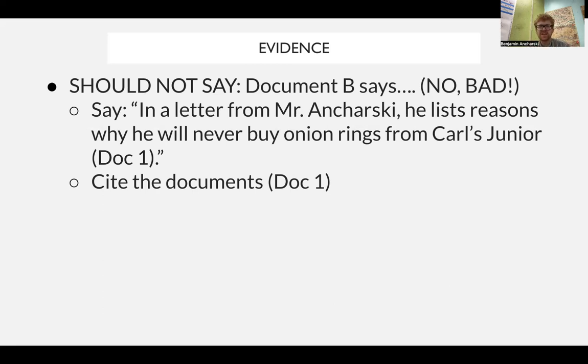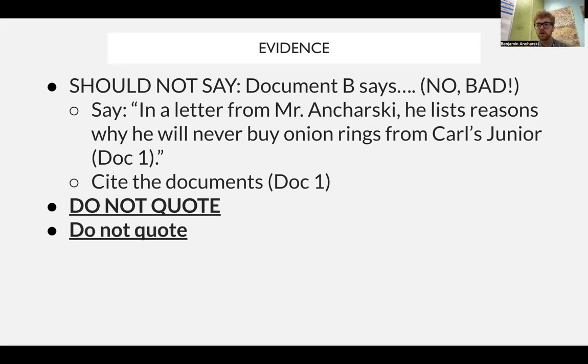In a rush, saying "document B says" is fine. "Document 1 says" is fine. But since you have time to write this practice DBQ, make sure you're citing it like this. Do not quote. Paraphrase what's going on in the document. And just to understand the importance of not quoting, here's another way of saying it. Do not quote. The reason why I'm emphasizing not quoting is the AP graders know what's in the documents.